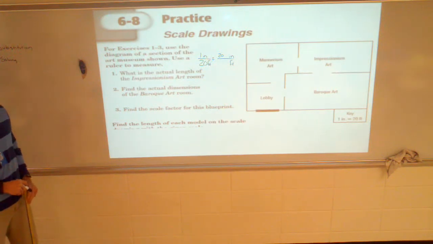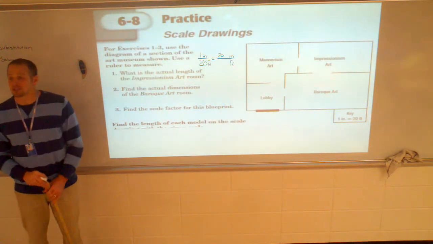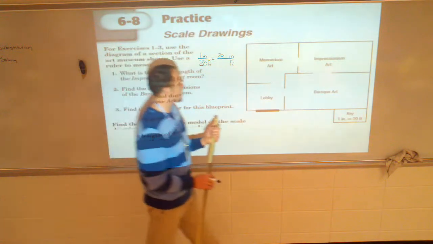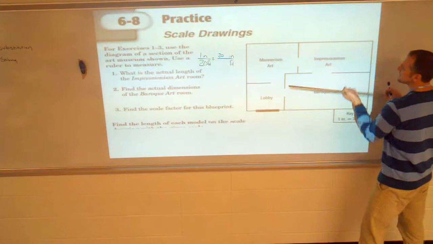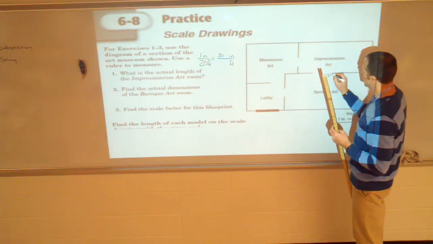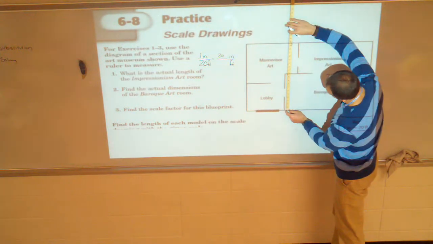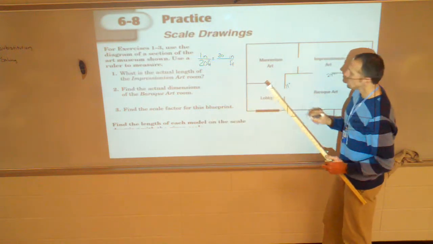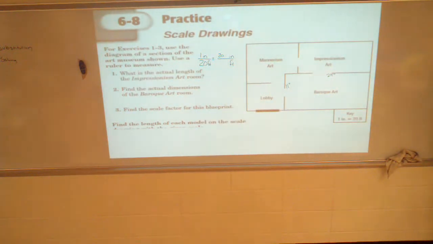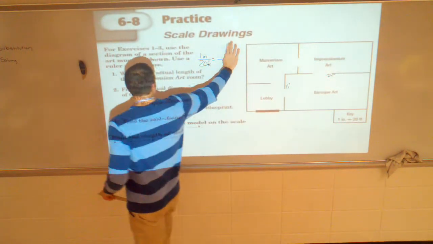Number two, find the actual dimensions of the Baroque art room. Now it says the actual dimensions. That means I need length and width. So, as I measure the length of this, this is 24 inches long. And as I measure the width, it is 11 inches wide. So, what are the actual dimensions of that room?